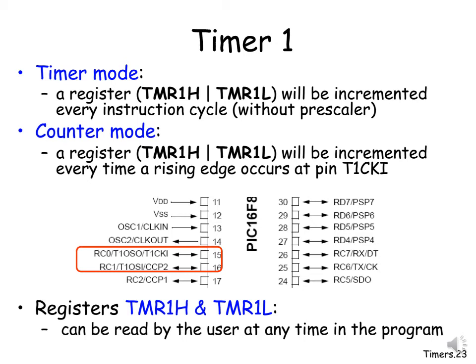Okay, the next one is we will go to the timer 1 function. Similar to timer 0, timer 1 also has the timer mode and counter mode, and they also have their own registers. The timer 1 in our PIC is 16 bit, so that means we need two registers to store the value. These are called TMR1H and TMR1L.